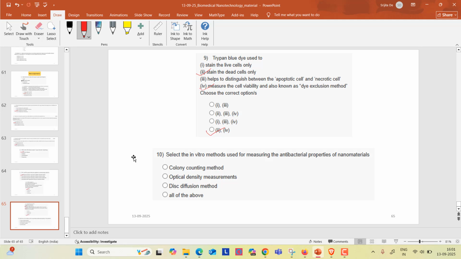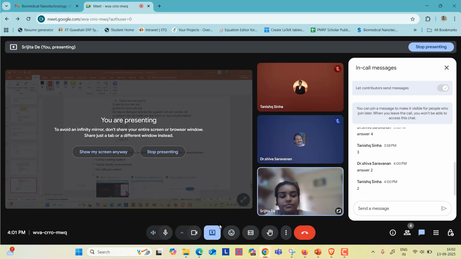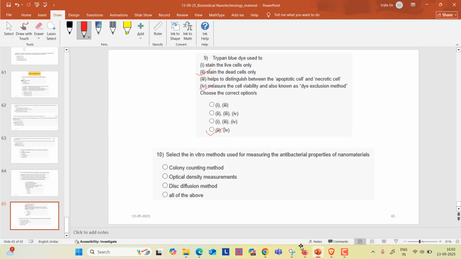The last question is, select the in vitro methods used for measuring the antibacterial properties of nanomaterials. Colony counting method, optical density measurements, distribution method, or all of the above. Yes, this is all of the above.